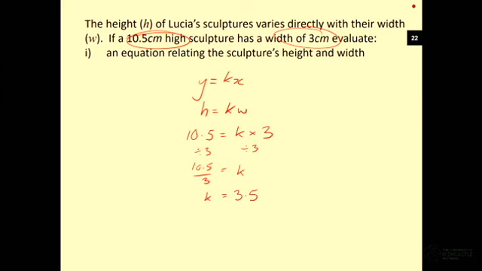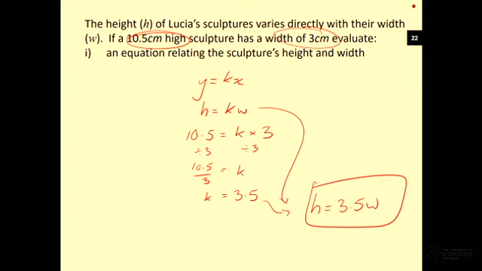So, what was my equation? It's just combining that and the k I found. Height equals 3.5 times width. That's what we're after. The height of these statues is 3.5 times their width. And again, the height was 10.5, that was 3.5 times the width. It's always going to be 3.5 times the width.